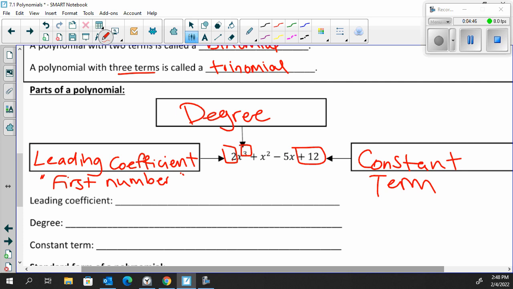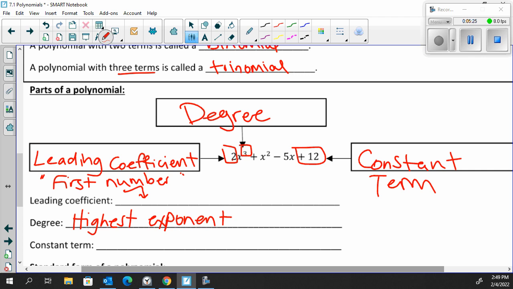Okay, leading coefficient. I said that's the fancy word for first number. So the first number that you see is the leading coefficient. First number. So what's the leading coefficient of this thing? 2. And it's the first number. It's the number in front. The degree. The degree is the highest exponent that you see on the polynomial. So now we're talking about the powers, right? We're talking about the little numbers. So what's the highest exponent in that polynomial? 3.